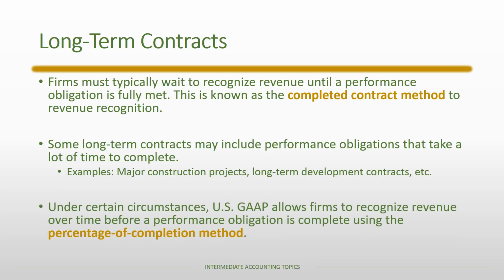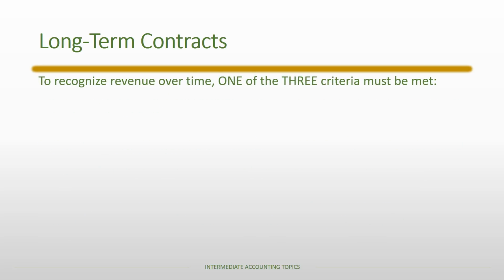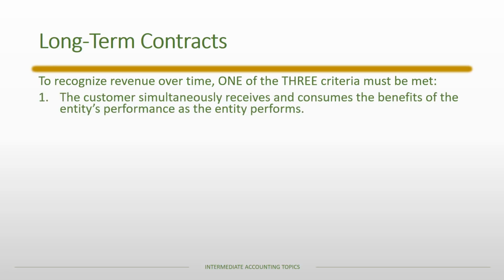And so under certain circumstances, US GAAP allows firms to recognize revenue over time before a performance obligation is complete. And this method is known as the percentage of completion method. In order to recognize revenue over time, one of three criteria must be met. First, if the customer simultaneously receives and consumes the benefit of the entity's performance as the entity performs.